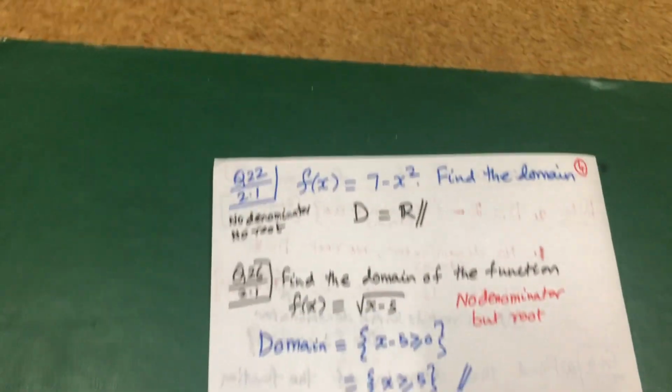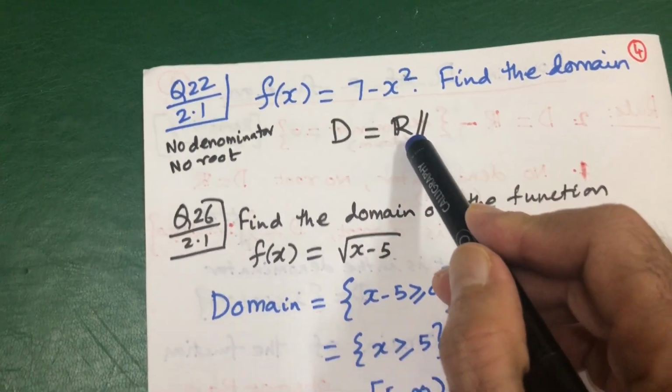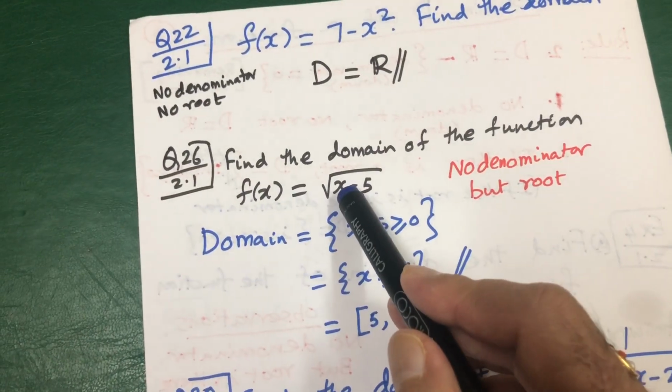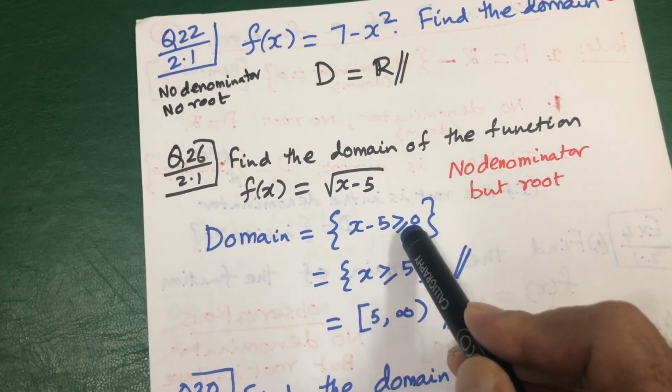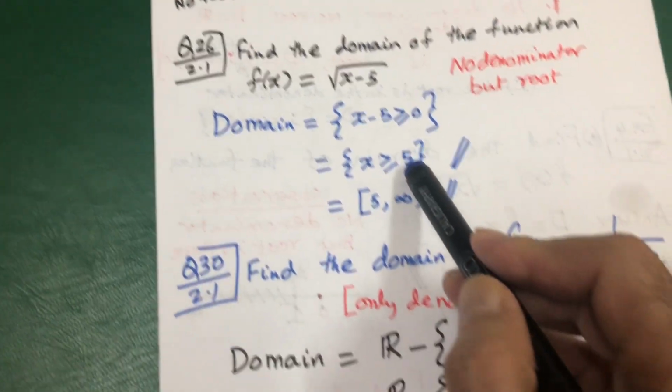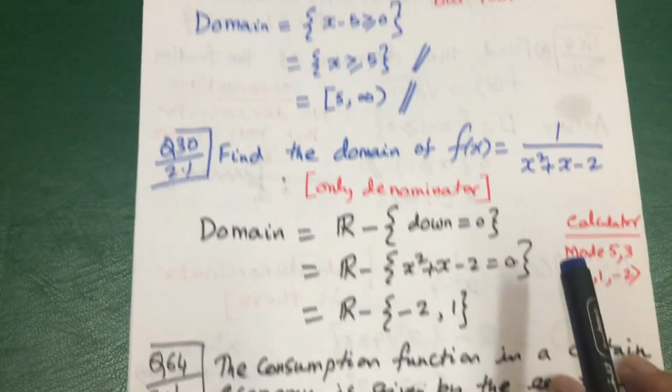So let us do some more problems. Here there is no denominator, no root. Answer is directly R. Here it is root of x minus 1. There is no denominator but root is there. So you write x minus 1 greater than or equal to 0. That is x greater than or equal to 5. You have to write interval form: 5 comma infinity.